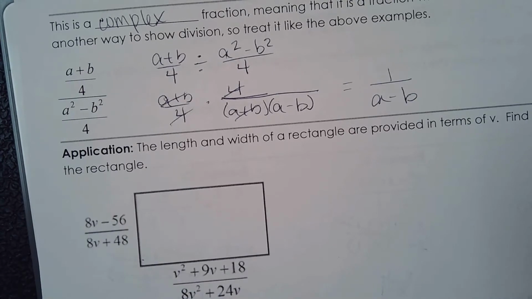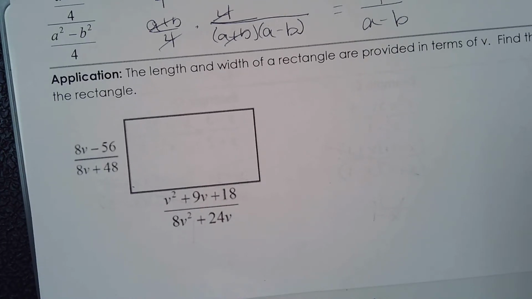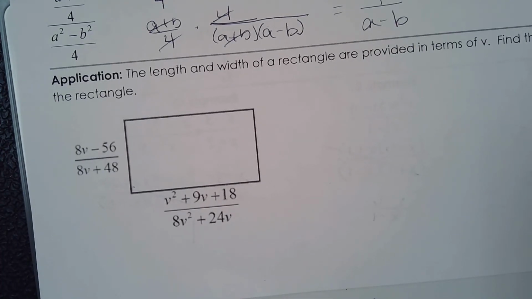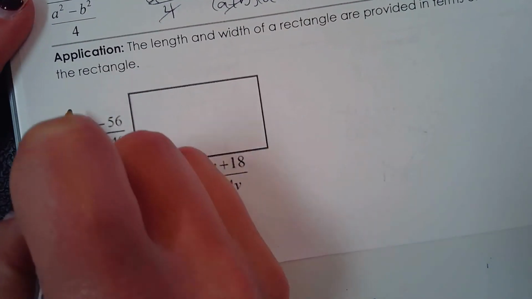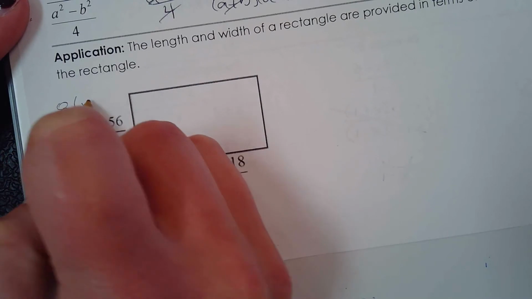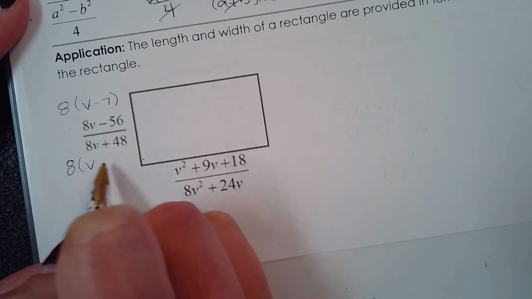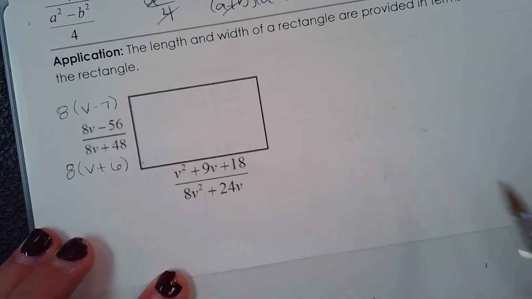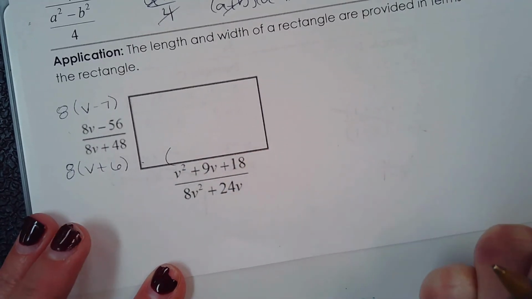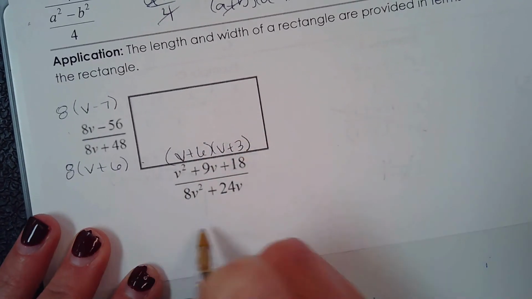All right, so then the last part, you're given a rectangle. The length and width are provided. We want to find the area. So how are we going to do that? Multiply, right? So what would be helpful to do first? All right, so GCF for this part right here, what would we pull out? That's going to leave you with what? And then on the denominator, what can we pull out? And what are you left with? What will this factor into up here? And what will your denominator factor into?